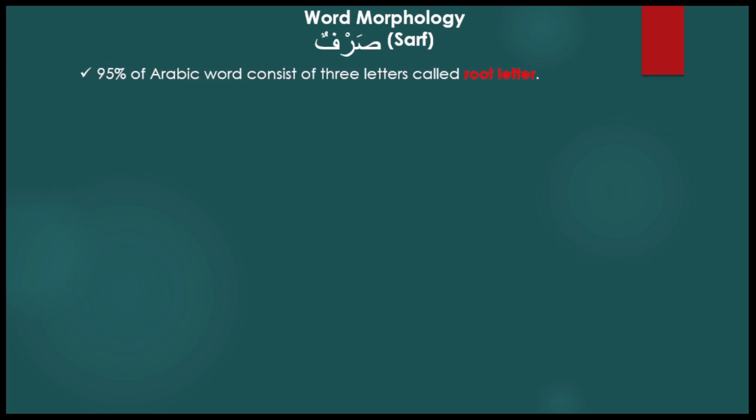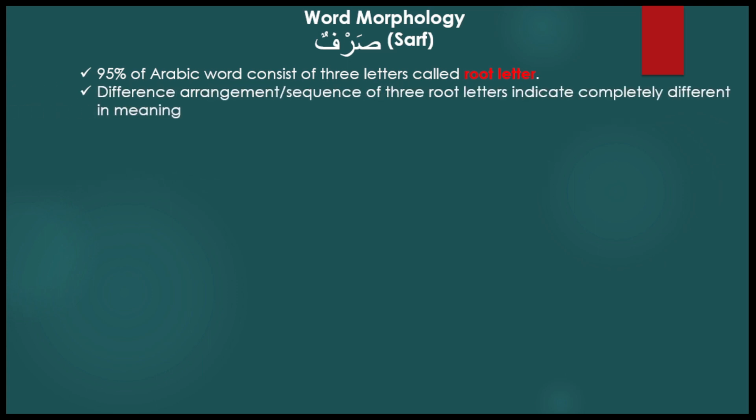Now we will discuss the word morphology. The morphology in Arabic is called sarf. Sarf is a very big study area. We will discuss it very briefly because these are the brain mapping lessons. We will just get the concept of morphology. In Arabic, 95% of Arabic words consist of 3 letters. This is called root letters, 3 root letters or 3 base letters.